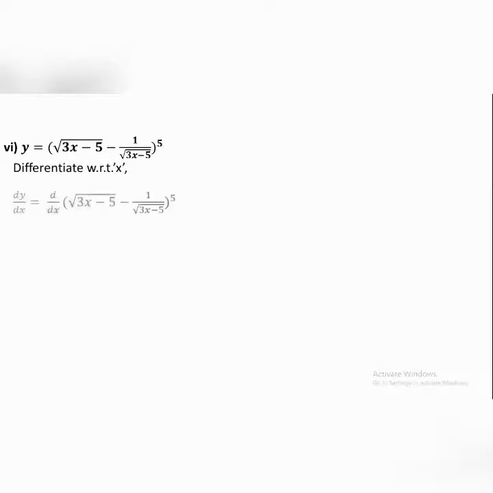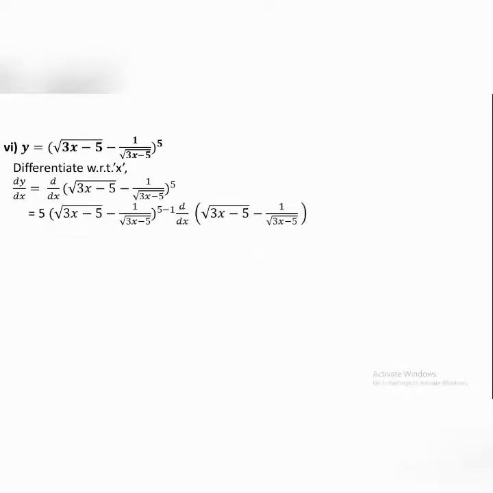So first step, dy by dx is equal to d upon dx of the given function. Now in the second step, we have to differentiate the power. Yes, so we differentiated the power into the f of x, means our bracket, power 5 minus 1, okay, and into the d by dx of the bracket.